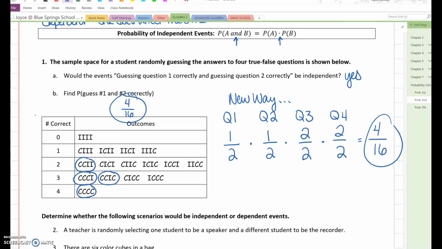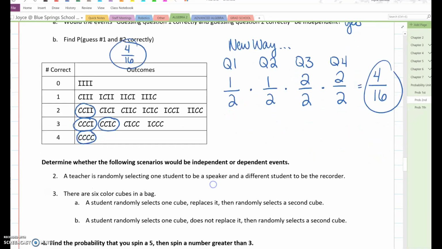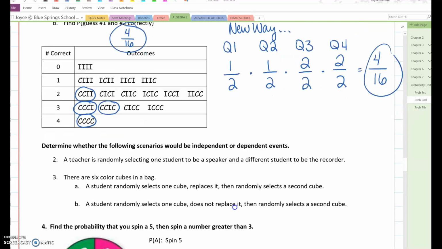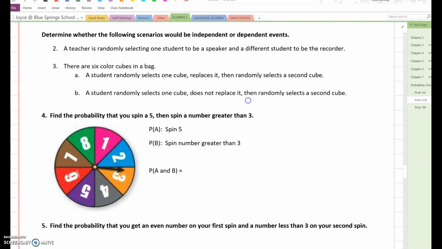So this is just supposed to show you that whether you count outcomes in the sample space over the total number of outcomes, or whether you figure it out using multiplication, you will get the same answer either way. Number 2 and 3 are asking you to practice determining if it's independent or dependent.